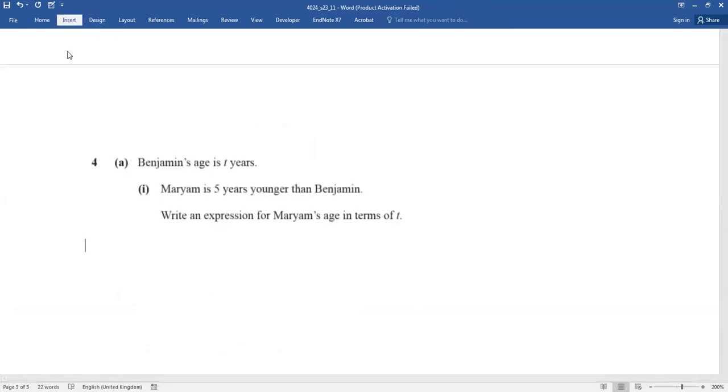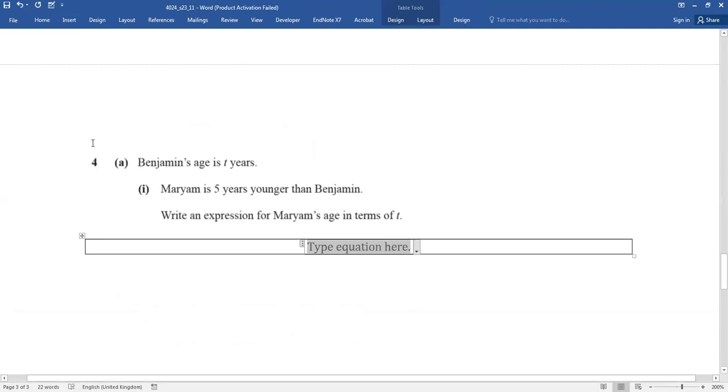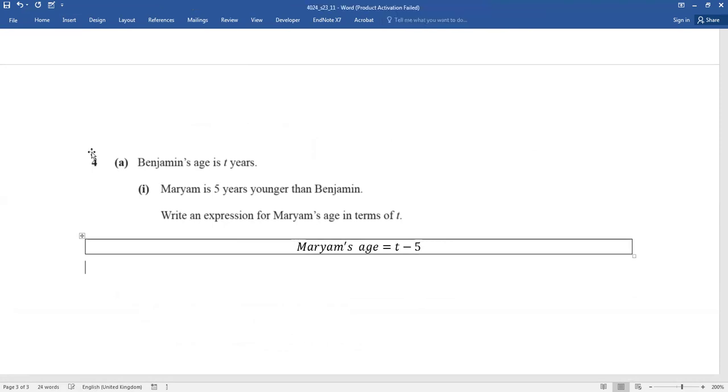Write an expression. We do not need to write a value. We just need to write an expression for Mariam's age, which is obviously 5 less than Benjamin's, t minus 5. Consider t as a number and tell me how would you get Mariam's age. You'll just subtract 5 from the total, which is t.